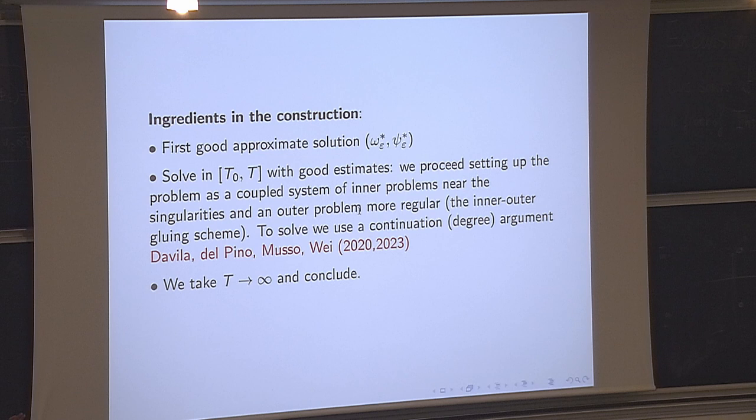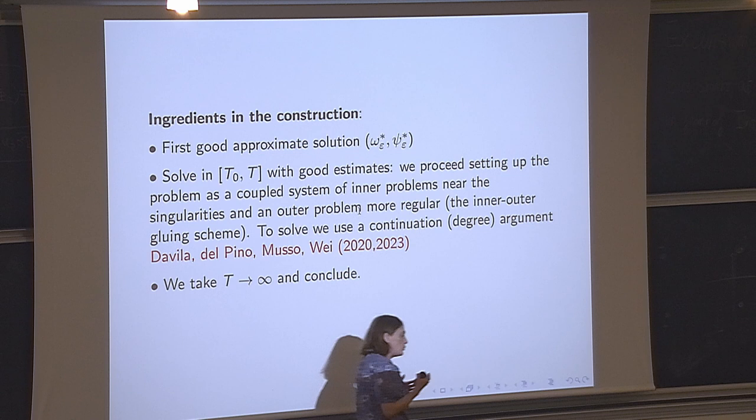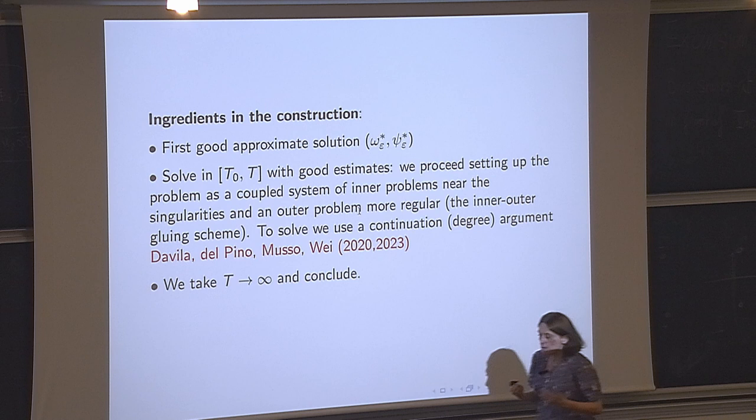Then we solve the equation on a finite interval of time, T0 to capital T. And how do we do that? Well, first of all, we look for a solution which has a certain form in terms of vorticity and stream function.